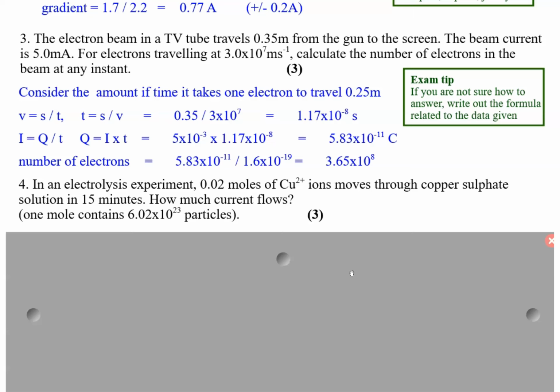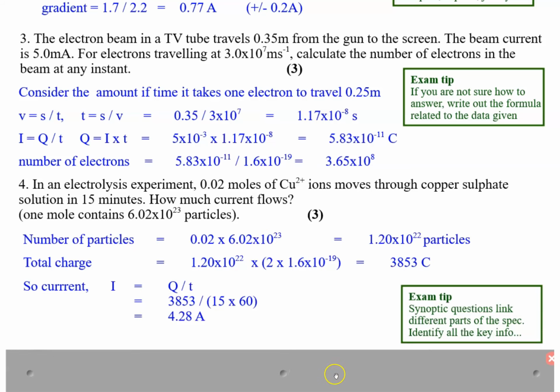Right, the last question. So I would say this is an A-star question. It's a synoptic question. It's referring to moles, which we haven't studied yet. You may have studied this separately. You might have done this at GCSE. But the first thing we need to do is to work out the number of particles.